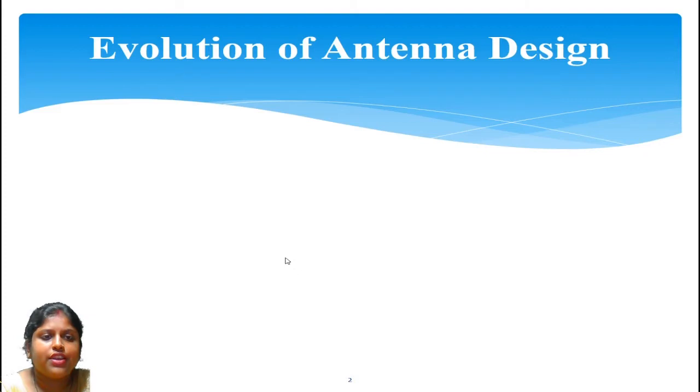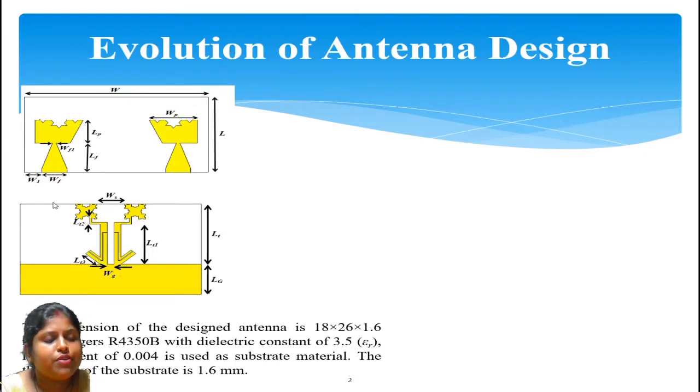Now the evolution of the antenna design. This is the top view and bottom view of my antenna structure. Rogers RO4350B with a dielectric constant of 3.5 and a loss tangent of 0.004 is used as the substrate material for my proposed design. The thickness of the substrate is 1.6 mm, and the overall dimension of the antenna is 18 by 26 mm square. It is very compact.